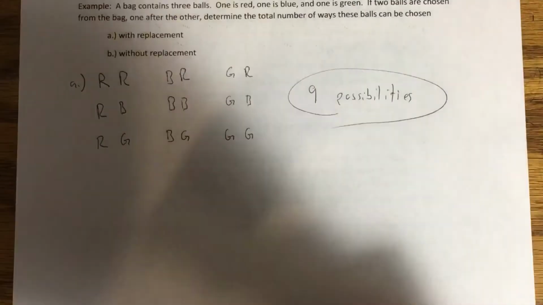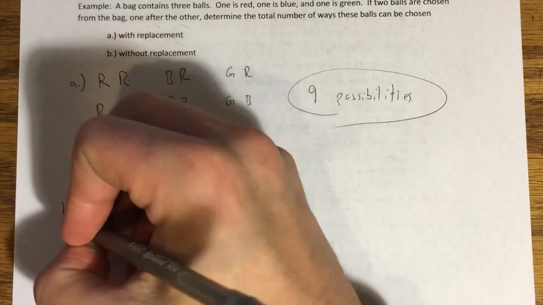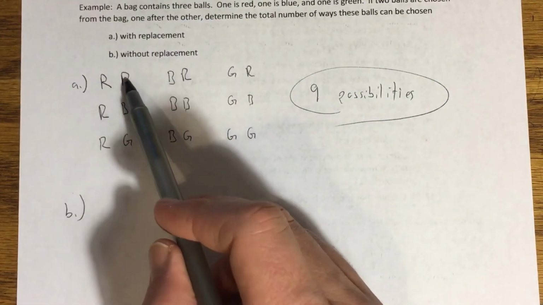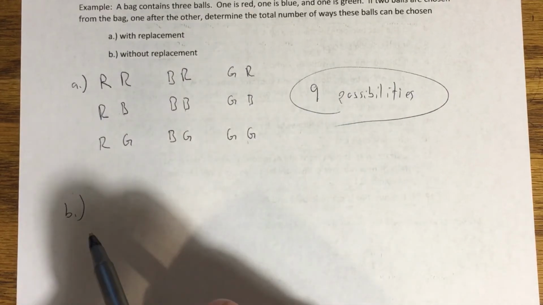Okay? For part B, we're looking at without replacement. What's the difference between with replacement and without replacement? Well, if we're not using replacement, that means that we're not putting the ball back in the bag, which consequently means that it's impossible in this case to choose the same color twice in a row. What that does is that eliminates 3 of the possibilities that we looked at from this list.